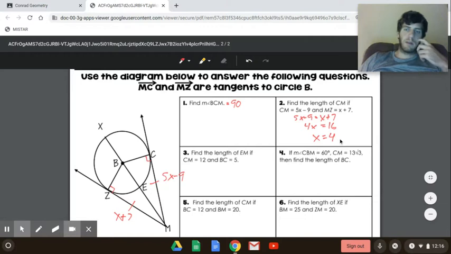Okay, and then we can substitute that back in and find our length. So 4 plus 7 is going to equal 11. And then we can substitute in here. 5 times 4 is 20. 20 minus 9 is going to be 11.